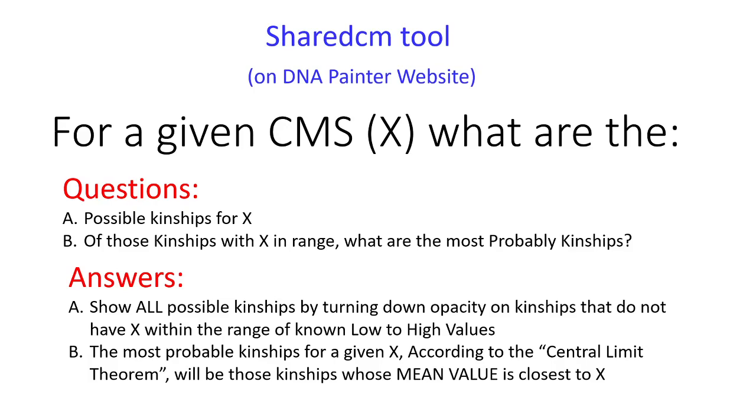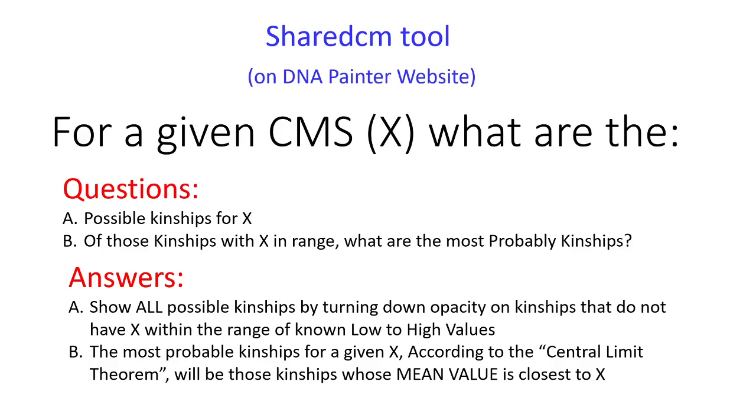All right, so the Shared Centimorgan tool asks for a given centimorgan. We're going to call that number value X. Kind of sounds mathy and professional, right? The question is, what are the possible kinships for X? And of those kinships with X in the range for the low and high value, what are the most probable kinships? That's what the Shared Centimorgan tool gives us back, and that's why it was so instrumental in helping me find my biological father.